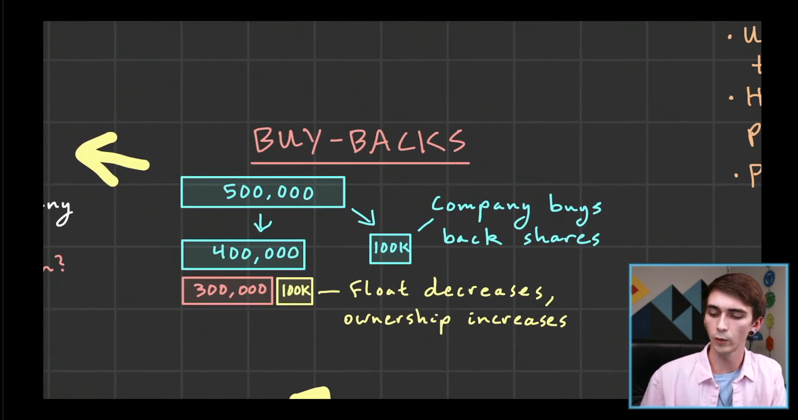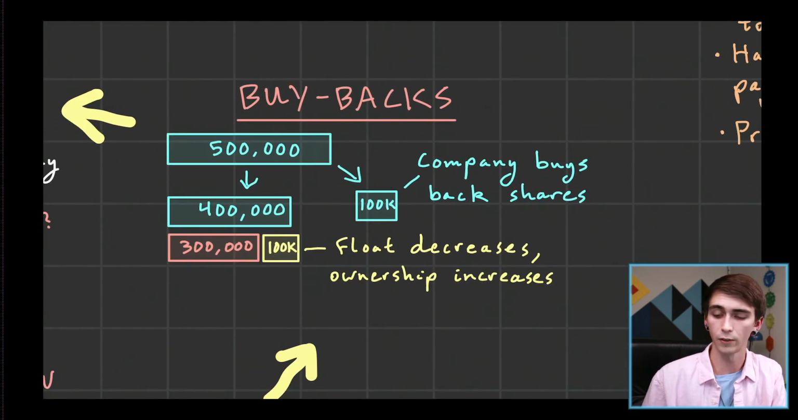Now moving on, we've got share buybacks. This is basically the exact opposite of this. This is where a company decides that they want to give their investors more value for their buck, and so they want to buy some shares back, or say their float's just way too big or something. That company we had earlier with the 500,000 outstanding shares, let's pretend that they took 100,000 of that and they buy back those shares.